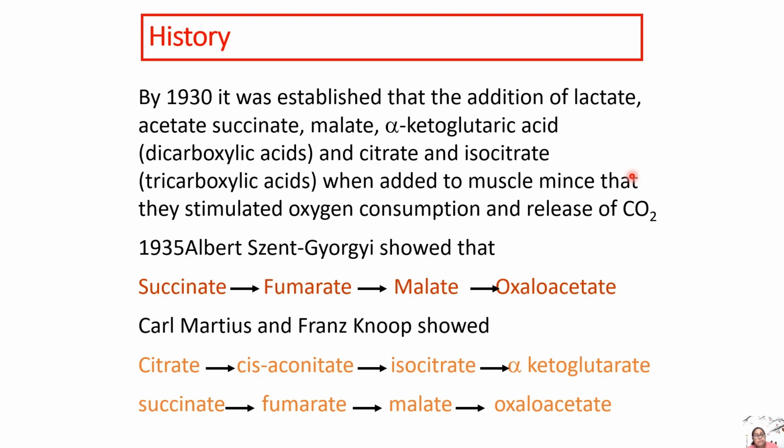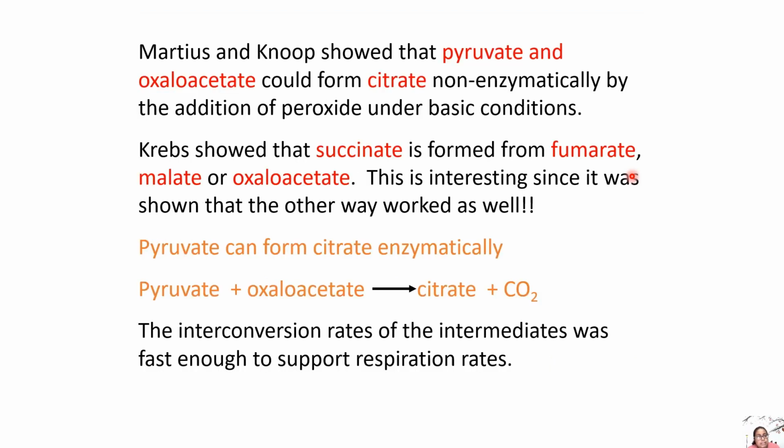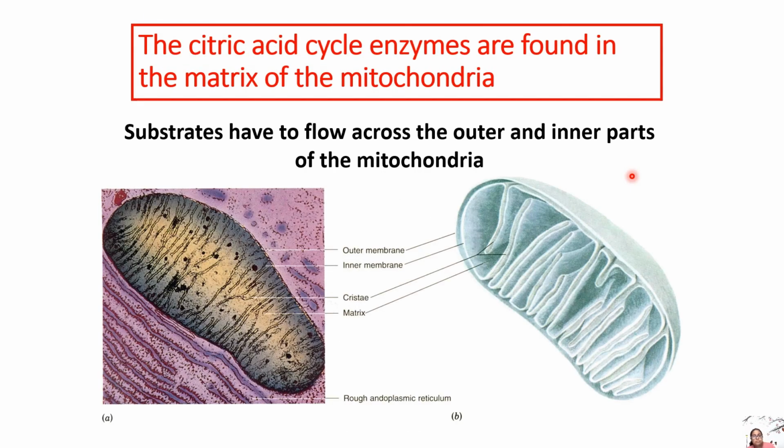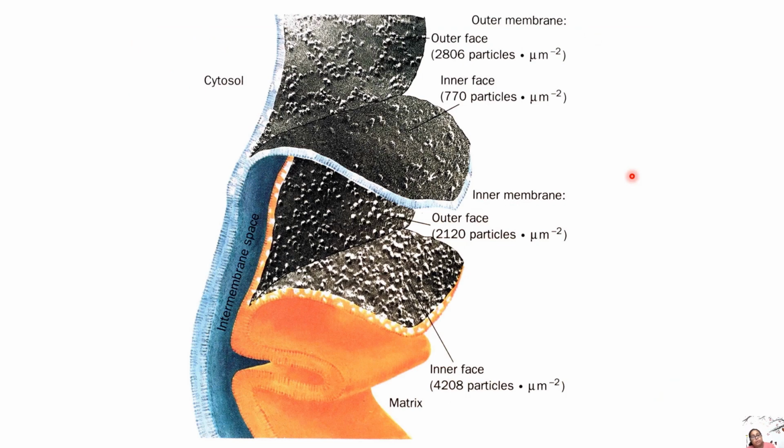Okay, so you can see who are the scientists who showed these kinds of reactions. Martius and Knoop showed that pyruvate and oxaloacetate could form citrate non-enzymatically by the addition of peroxide under basic conditions, whereas Krebs showed that succinate is formed from fumarate, malate or oxaloacetate, and this is interesting since it was shown that the other way worked as well. So the interconversion rates of the intermediates was fast enough to support respiration rates.